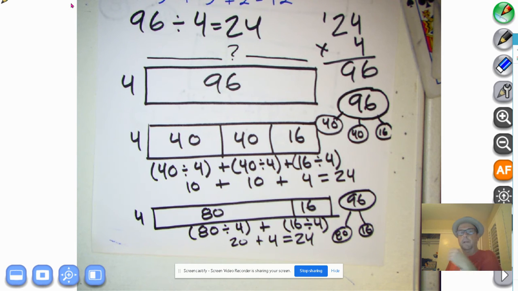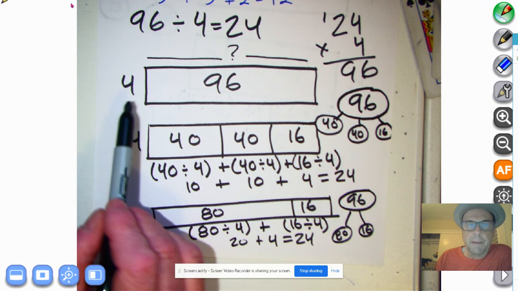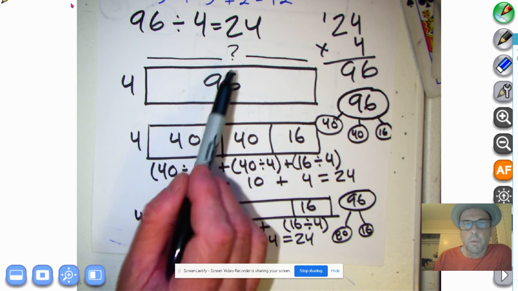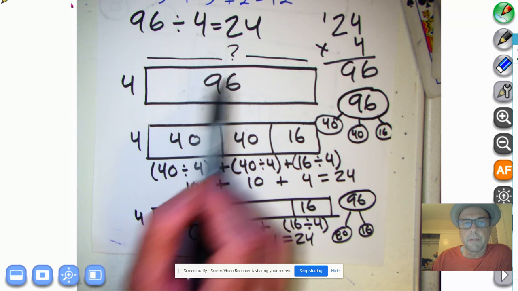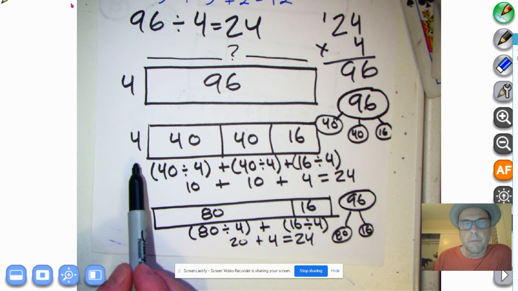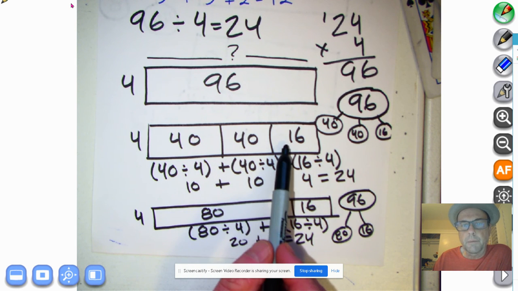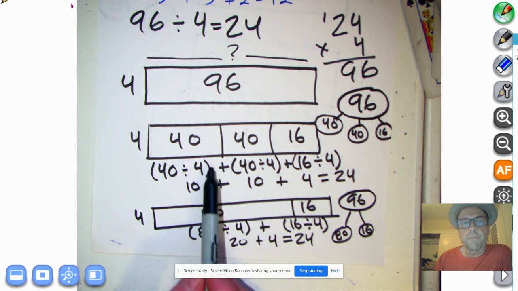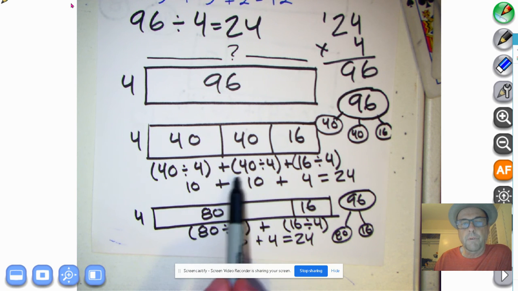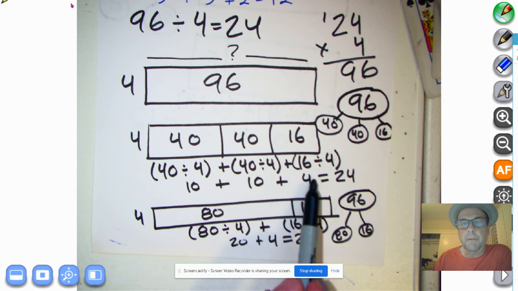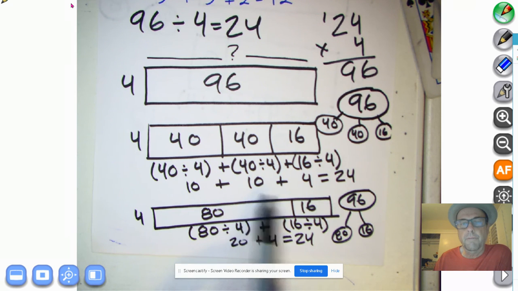So let's review really quickly. We have 96 divided by 4. So we could put a 24 up there because we know 4 times 24 is 96. And look, we break it up here into parts, 40, 40, and 16. That equals 96, right? We divide 40 by 4, we get 10. 40 by 4 is 10. 16 divided by 4 is 4, and we get 10, 10, and 4. Down here we have 80, right? And 16 to equal our 96. 80 divided by 4 is 20. 16 divided by 4 is 4, and it equals 24.